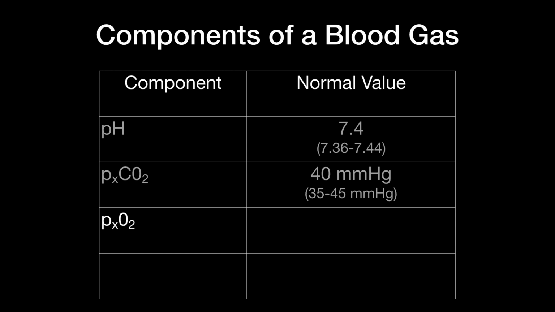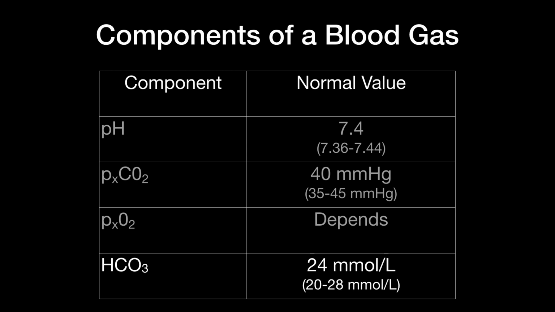Whenever you get a blood gas, you're also going to get a PO2, the partial pressure of oxygen. Now, the normal value of this depends on a lot of different factors, and we'll focus on that another time. The final component of a blood gas is the bicarbonate value. The normal bicarb value is 24, and it ranges between 20 and 28.